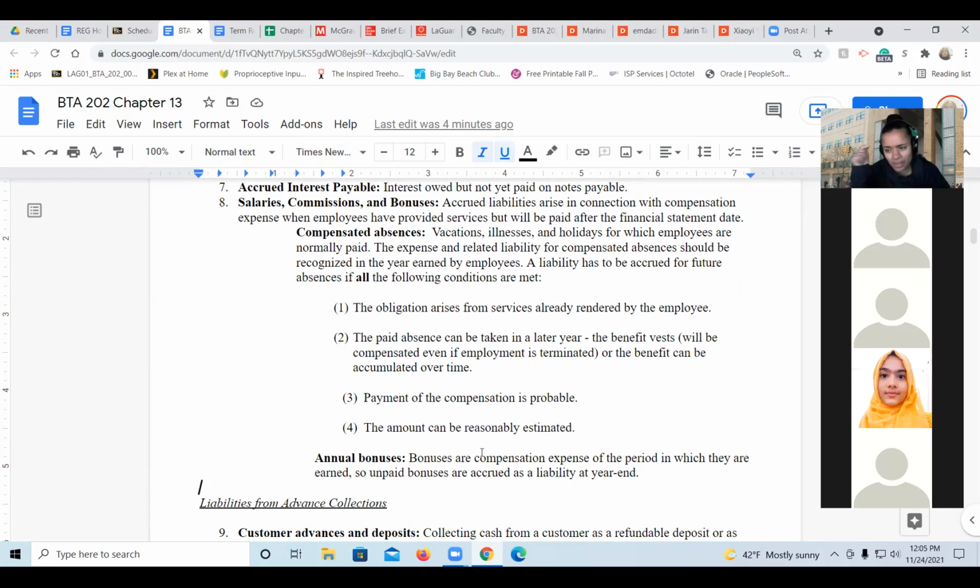So a 2021 bonus needs to be recorded as an accrual at the end of 2021, even if we are only paying out the bonus in 2022. All right, that's how we think about it. So, questions on salaries or any compensated absences before we actually do an example on that?